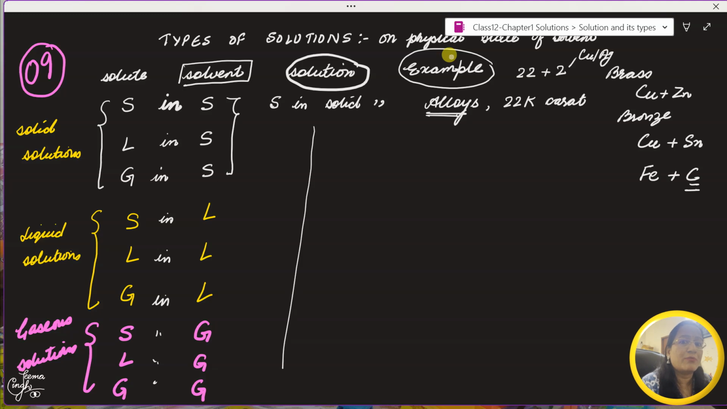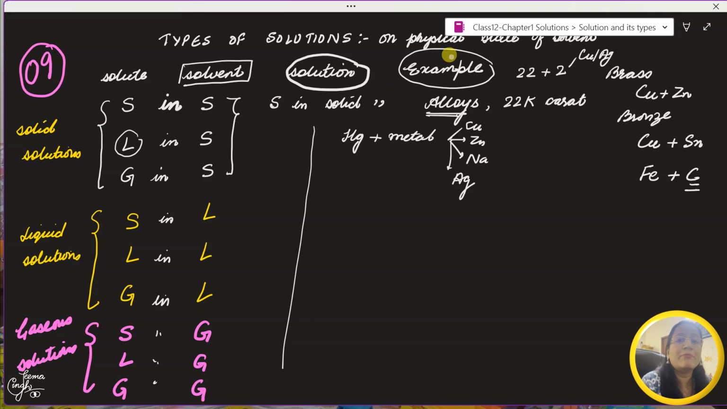Liquid in solid. Now, how do we remember this? The moment you see liquid here, just remember a liquid metal. The only metal which is liquid is mercury, right? So if mercury is mixed with any metal, now that metal can be copper, it can be zinc, it can be sodium, it can be silver, and so on.